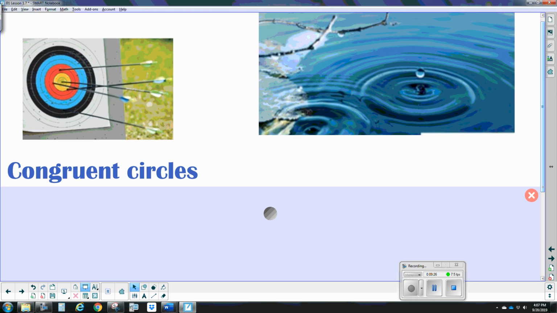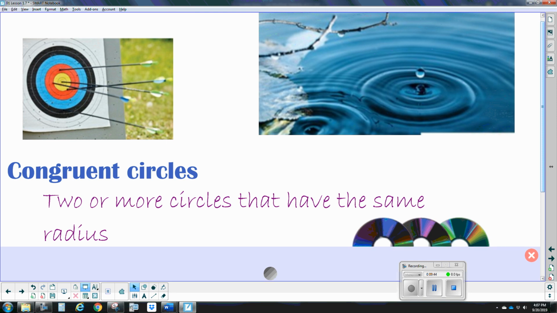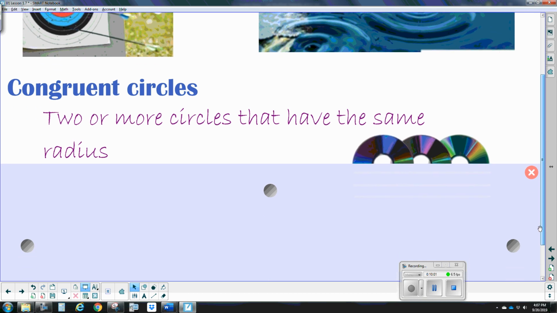Okay, so we have a couple terms, congruent. This is a familiar term, or it should be a familiar term. We've talked about congruent segments, congruent angles, congruent polygons, and now we're going to talk about two circles that are congruent. Circles are only going to be congruent if they have the same radius. Okay, remember, a circle is a set of points from a given point, and that distance between the point and the circle is the radius. Okay, so any circles that have the same radius are going to be congruent.